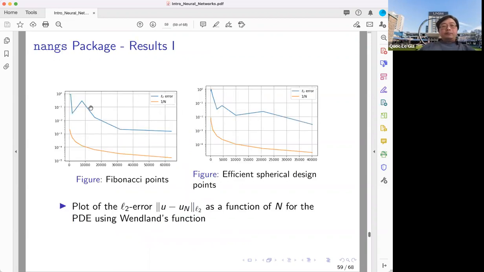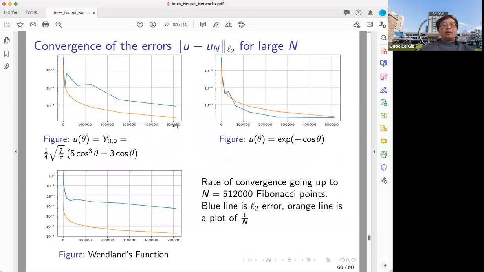And you can see that the L2 errors are plotted here. With Fibonacci points from 10,000 to 60,000 points, the error decreased like 1/n. For the spherical design points, the numerical errors are the blue one, and this is the curve 1/n. This one is up to 40,000 points. We also increased n to 500,000 points, and the rate is still 1/n. But we cannot prove yet why it's 1/n. So it's still a mystery, but it seems that the rate of convergence is 1/n.